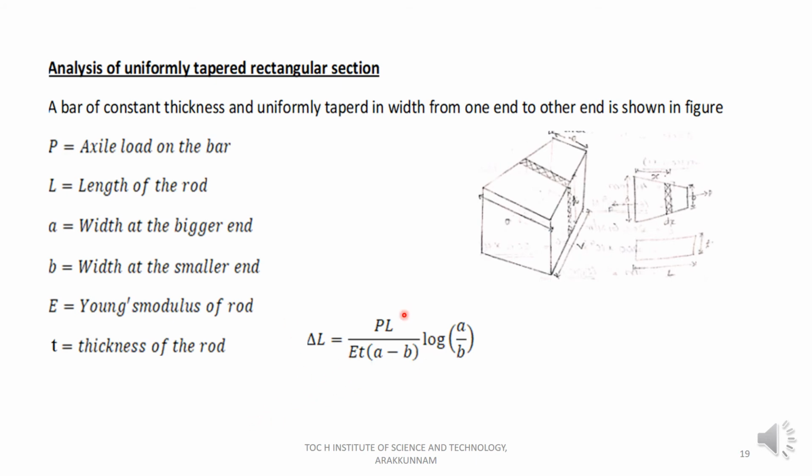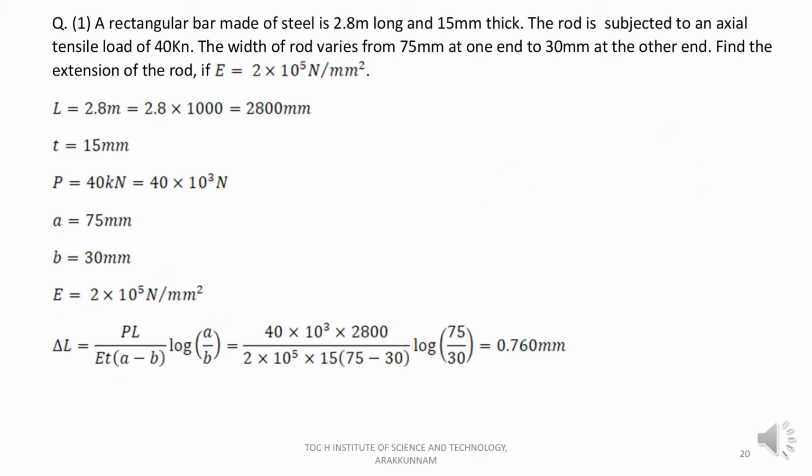Delta L is equal to PL divided by E into T into (A minus B) into log of A by B, where A is the width at the bigger end and B is the width at the smaller end, P is the axial load on the bar, L is the length of the rod, E is the Young's modulus of the rod and T is the thickness of the rod. Let's do one problem.